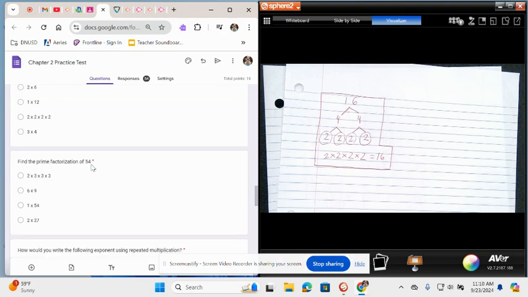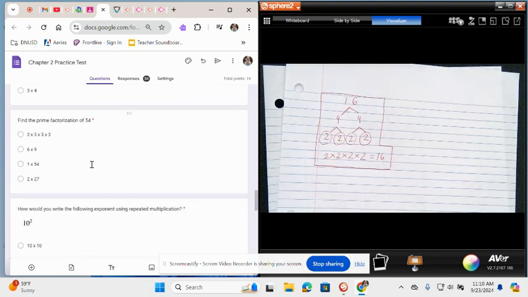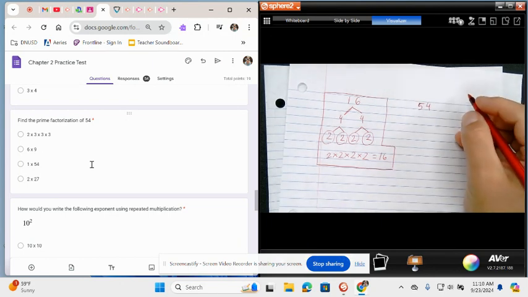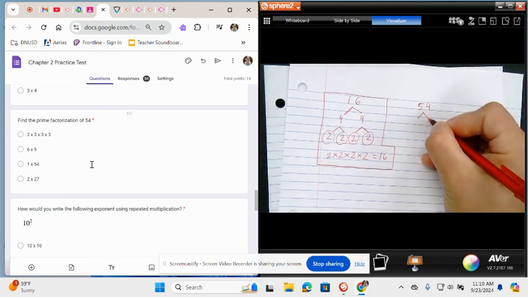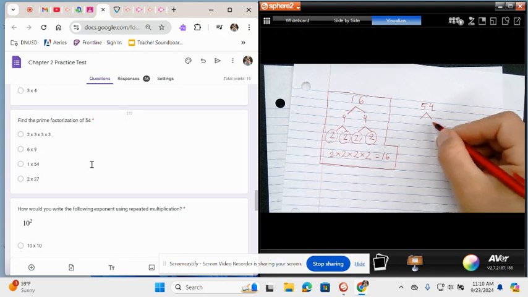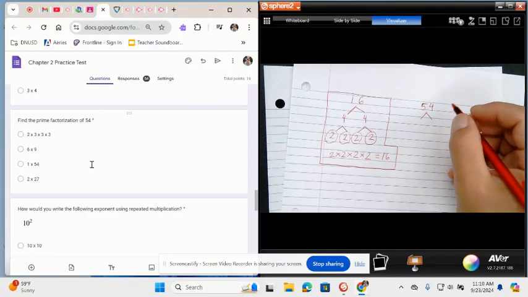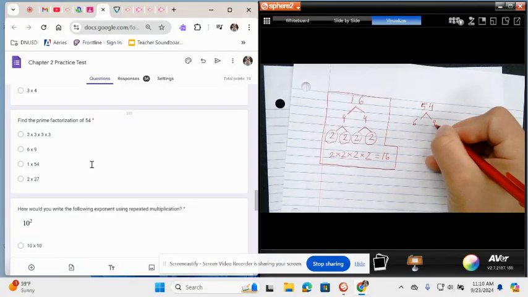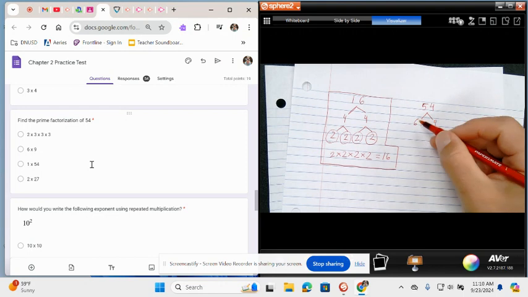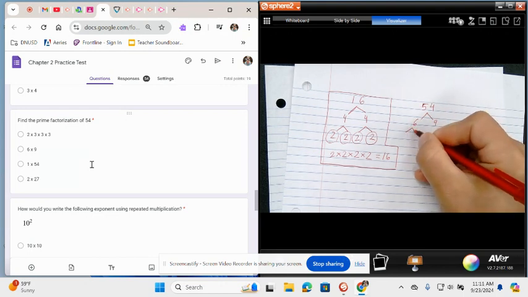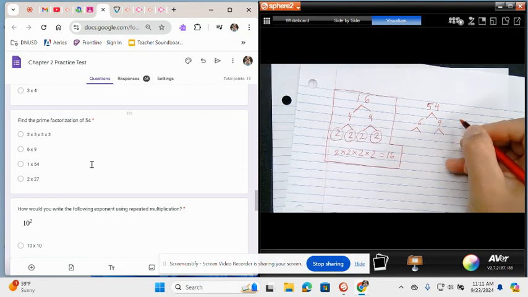Now, moving back here, it says find the prime factorization of 54. So go ahead and write 54. Now, what happens next? 54 sprouts branches. And now on the end of those branches, we put any two numbers that can be multiplied together to equal 54, like 6 times 9 equals 54. Neither 6 or 9 are prime numbers, so they both sprout branches because they're both composite.